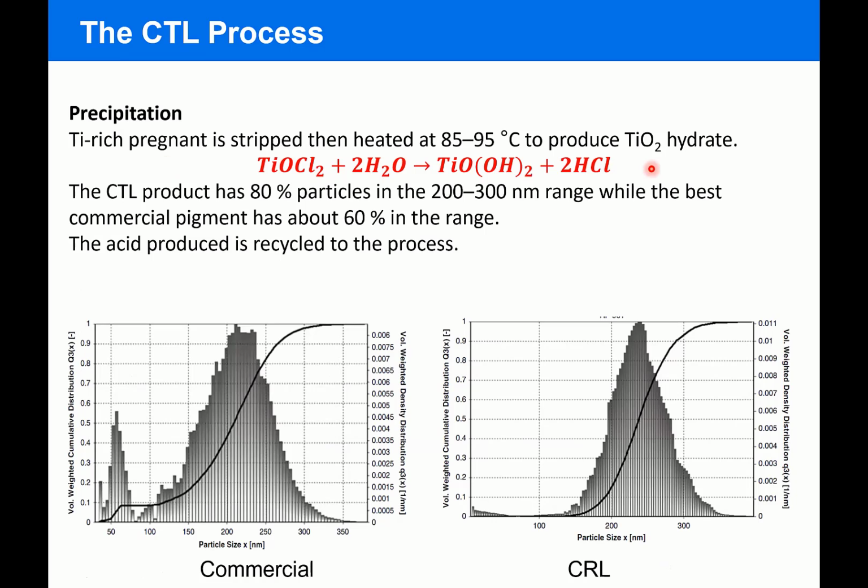to produce titanium oxide hydrate, which has the advantage of having a very uniform particle size between 200 and 300 nanometer range, which is very suitable for pigment application. And the acid produced during this step can be recycled into the leaching step. So we saw in that process a lot of advantages, including the high purity of the product and the very good size distribution, as well as the very economically efficient steps of the process itself.